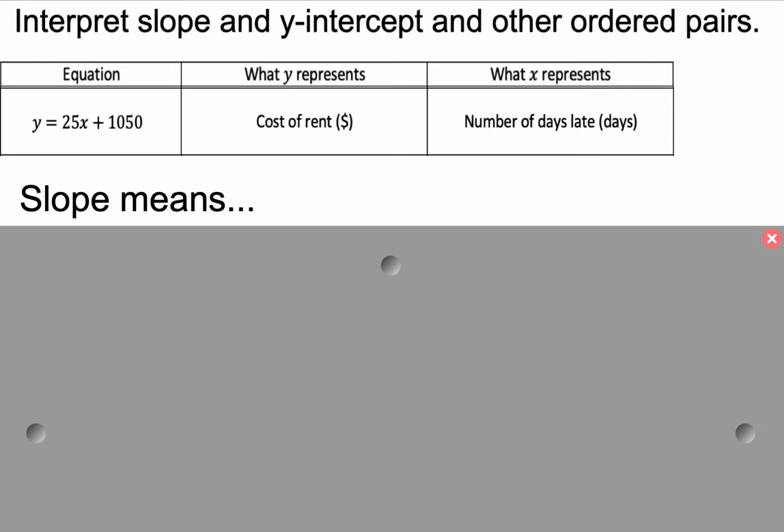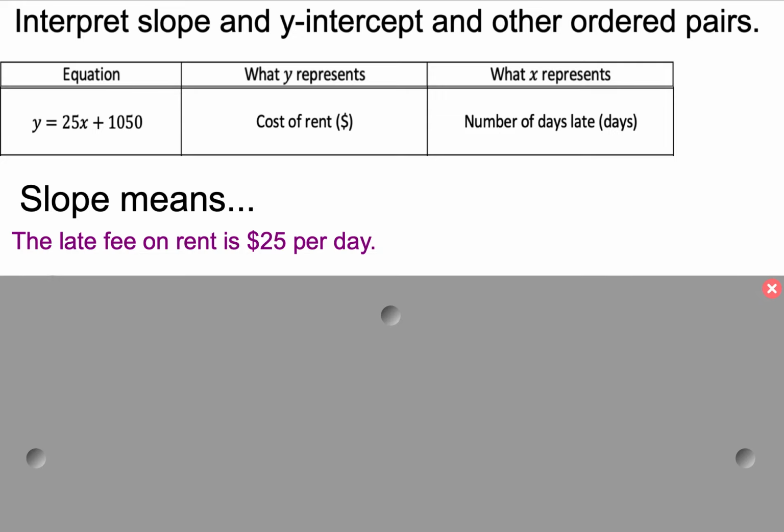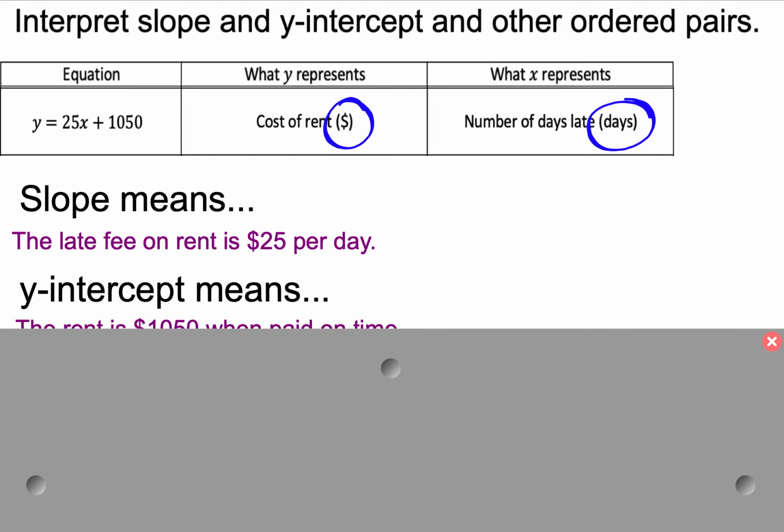Interpret the slope and y-intercept of this one. The equation y equals 25x plus 1,050. Y represents the cost of rent, and x represents the number of days late. The slope is 25. It means the late fee on rent is $25 per day. Notice that the slope has a rate on it, and that rate is y per x, in this case dollars per day.